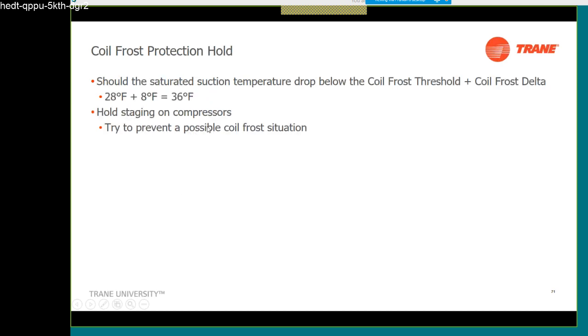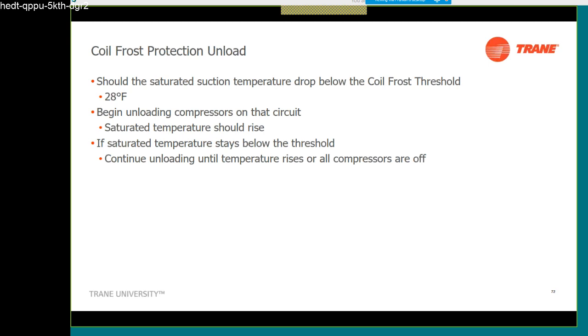Okay. So your set point is basically your coil frost threshold, which is that 28 degrees. It is an adjustable point. And then we have a delta T that the unit adds into it. So we'll add those two. If that suction line temp sensor gets down to 36 or below, we're going to hold where we're at, and try to prevent going into that frost protection. If it drops below that threshold, that 28 degrees, then we're going to back off compressors and allow that saturated temperature to rise back up.